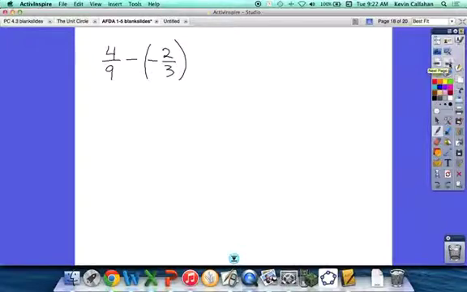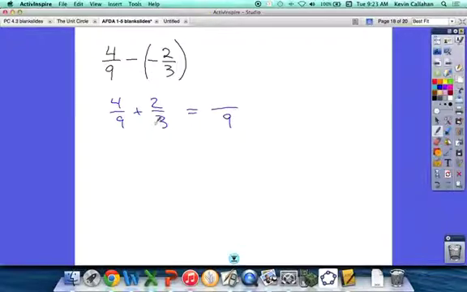And last one, fractions. Change it to an addition problem first, and then we'll worry about denominators. 4/9 plus 2/3. Okay, now what is going to be the least common denominator between 9 and 3? 9, right? Not 3. 9 does not divide into 3. 3 divides into 9. So the least common denominator is the bigger number, 9.